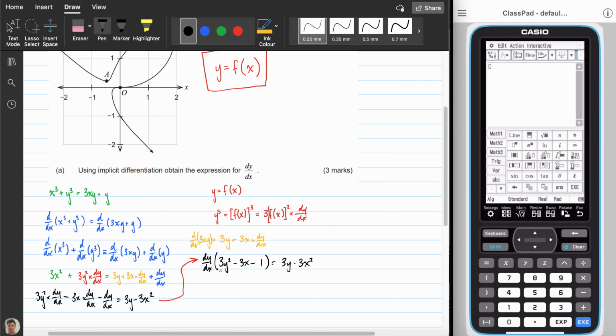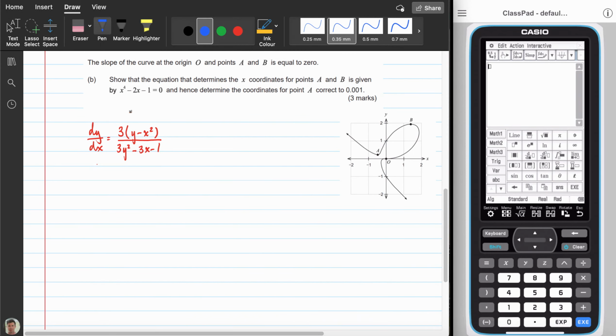And then I can divide both sides by this factor, which is contained on the left-hand side. And I'm left with dy dx is equal to 3y minus 3x squared, all divided by 3y squared minus 3x minus 1, which could be rewritten as 3 bracket y minus x squared, over 3y squared minus 3x minus 1. Great.